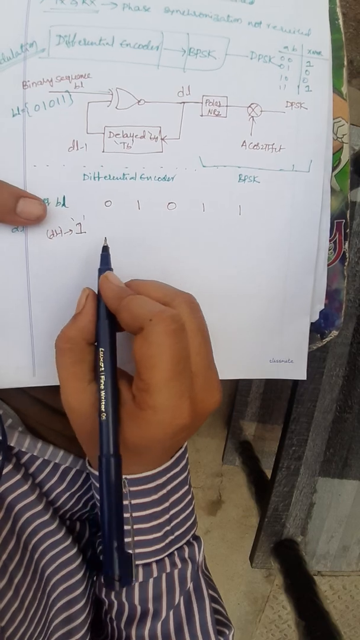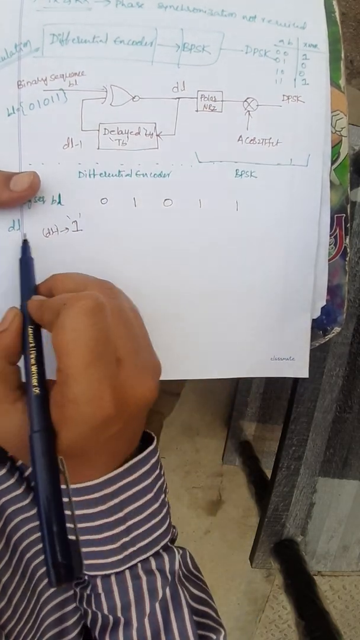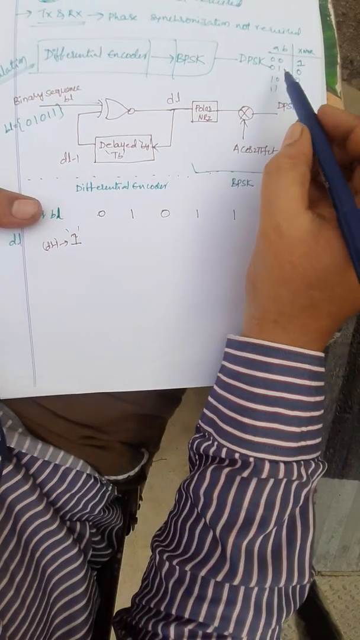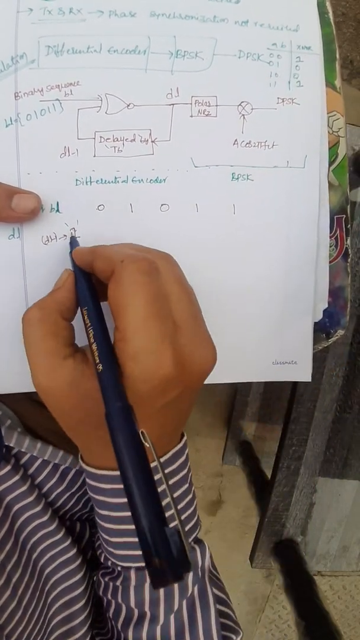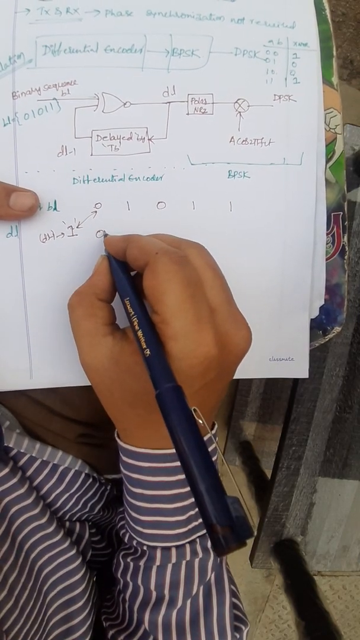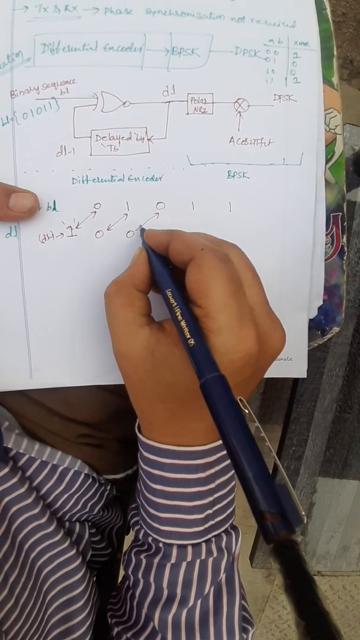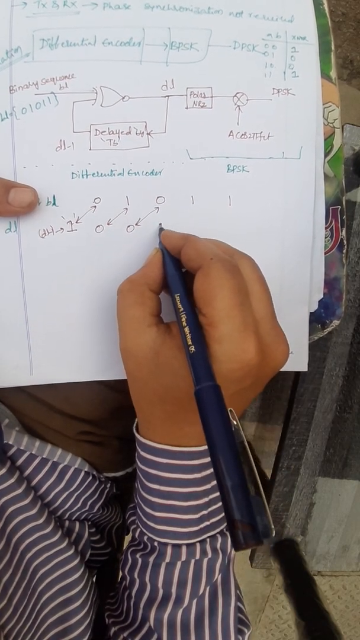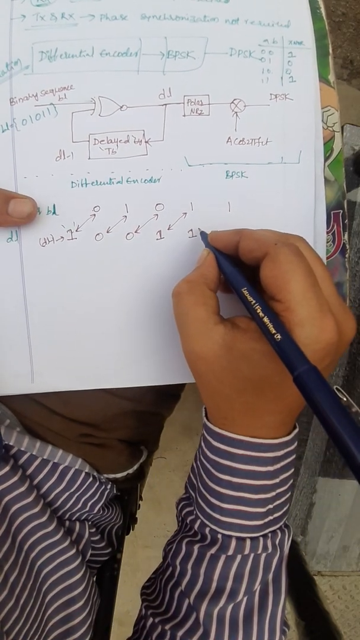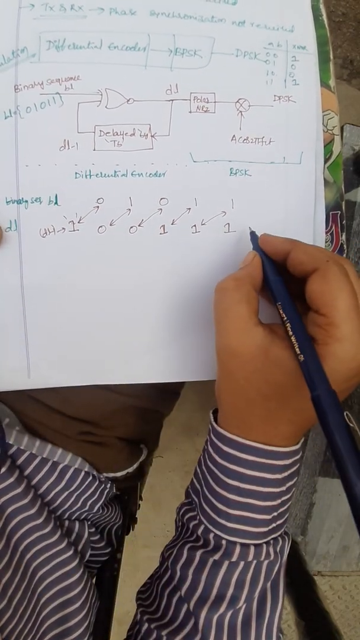Now, DL minus 1 is given as well as BL, and the DL output is obtained by performing XNOR operation. First bit: 1 0, inputs are different, so output is 0. Again 0 1, output is 0. Again 0 0, same inputs, output is 1. Again 1 1, same input, output is 1. Again 1 1, same input, output is 1. This is my differential encoder output.